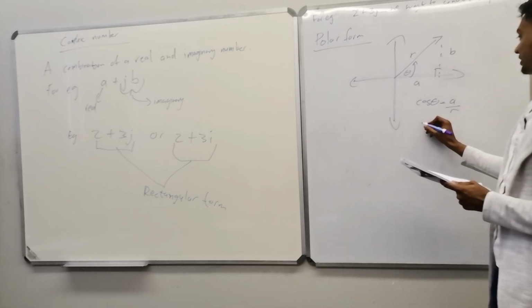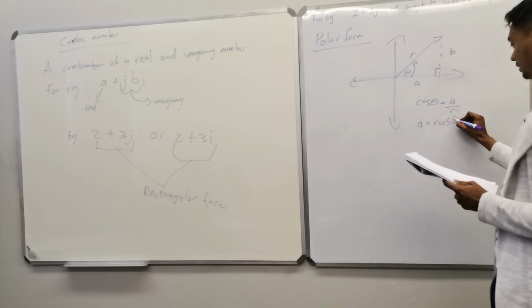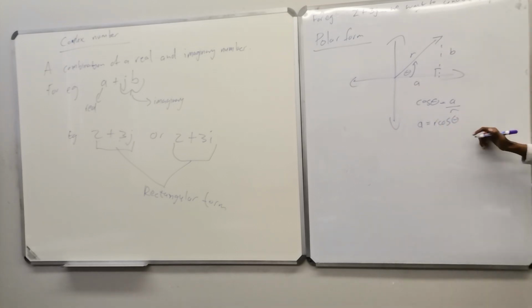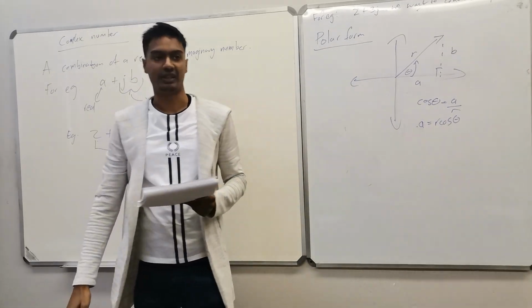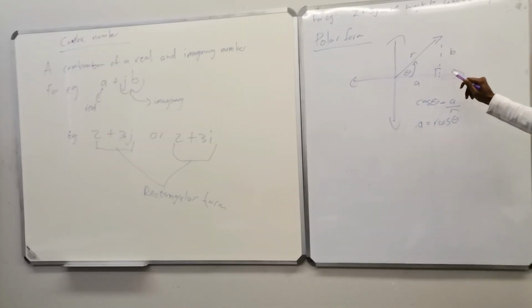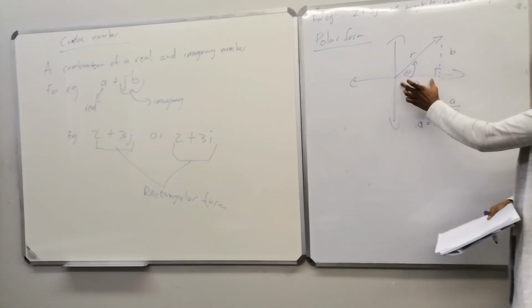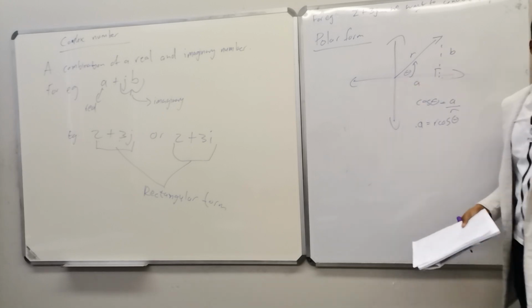And if I were to just represent A, it would become R cos theta, right? The same A here. Understanding where I'm getting this A from? Because it's a coordinate. It's a measure of the length. Okay?